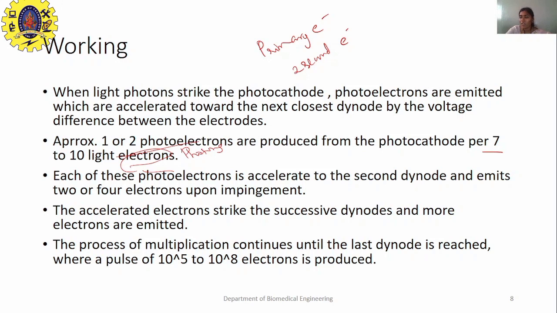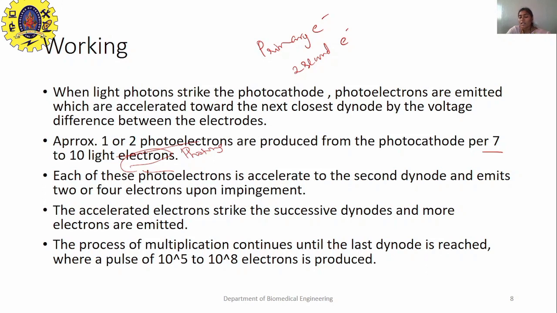At every diode there will be some multiplication factor, and based on that you will have the multiplication of photons. This process of multiplication will continue until it reaches the last diode. It starts with primary electrons, the electrons directly produced from the photocathode. When these strike a series of diodes, each electron tends to produce 2 or more electrons, and this continues until the last diode.